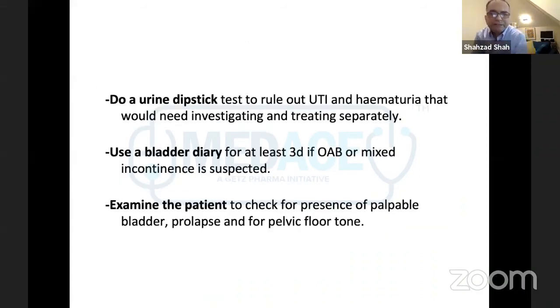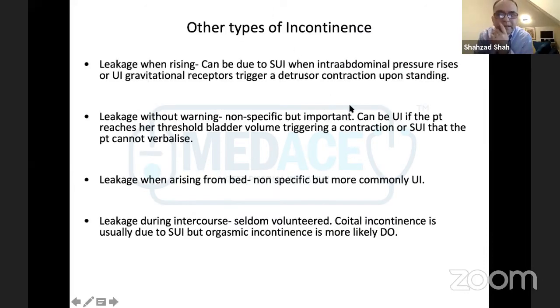Do a urine dip to rule out an infection and hematuria, as they need investigating and treating separately. Use a bladder diary, which is the most important tool a functional urologist has, for at least 3 days to evaluate incontinence. Examine the patient for presence of any palpable bladder prolapse and the pelvic floor tone.